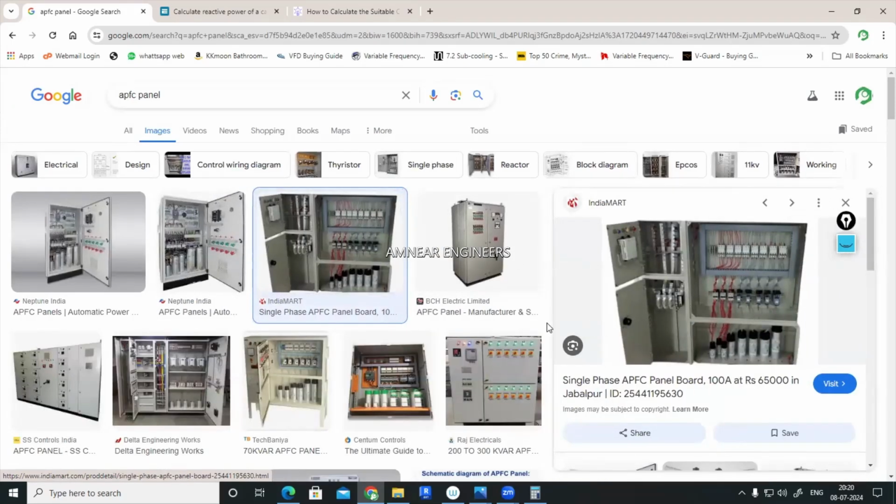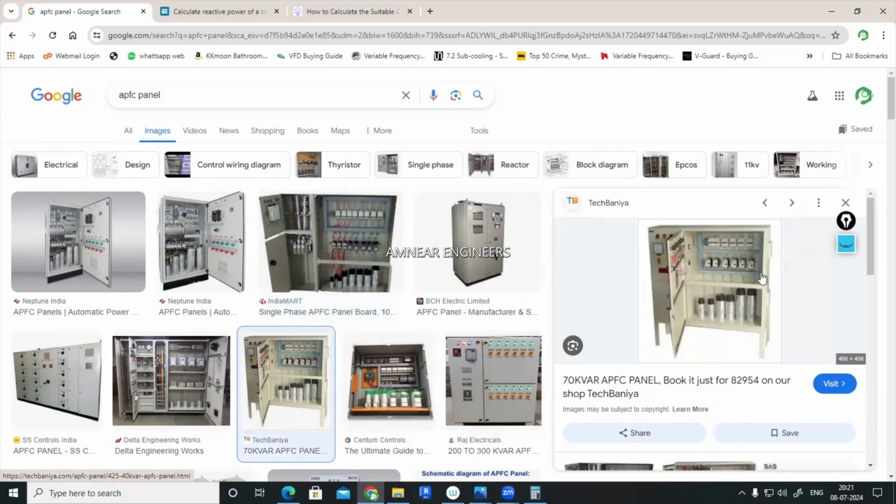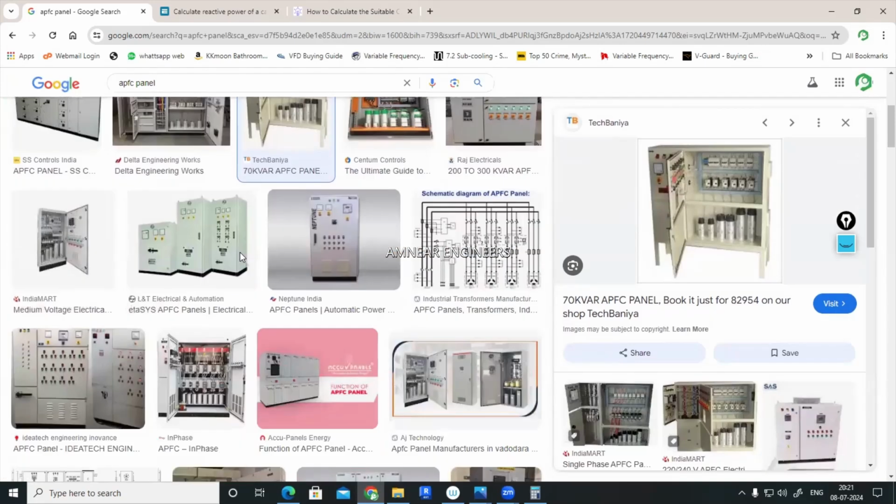So what are the components inside an APFC panel? Capacitors will be there, various sizes of capacitors. Contactors will be there. Circuit breakers are there. An APFC relay is there. Those are the components inside an APFC panel.